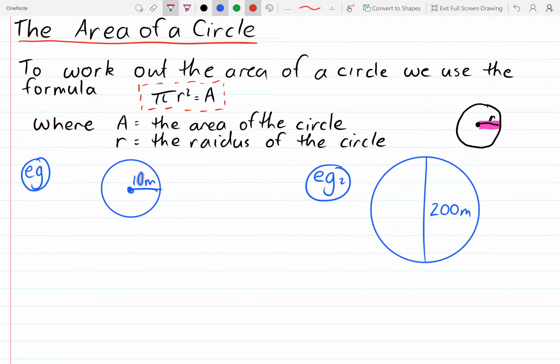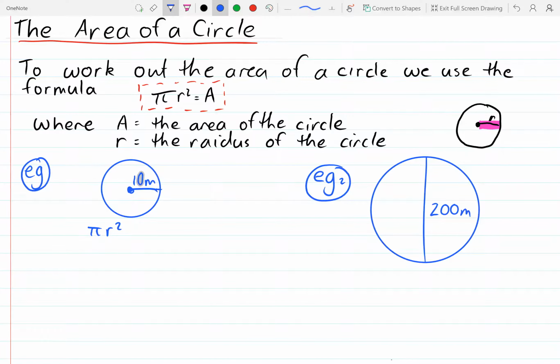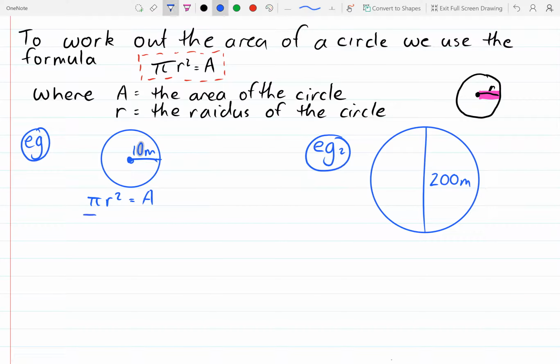So what I'm going to do is write down the formula first. Pi r squared equals area. And then I'm going to substitute into that formula, so pi stays the same because here's a number. R squared is 10 because the radius is 10, so that goes where my radius goes, and then I take that 10 and square it, which will give me my area.